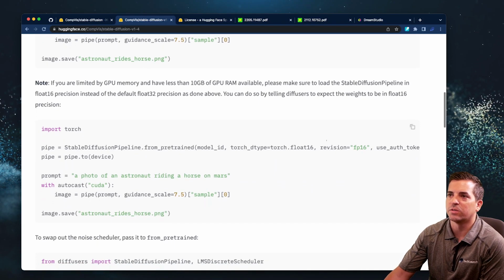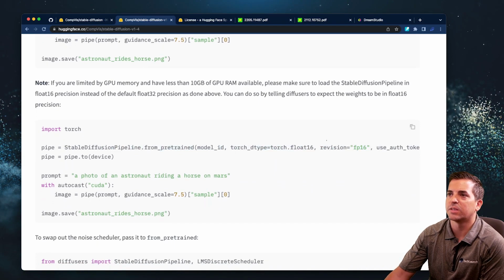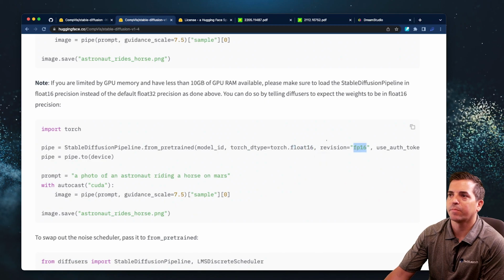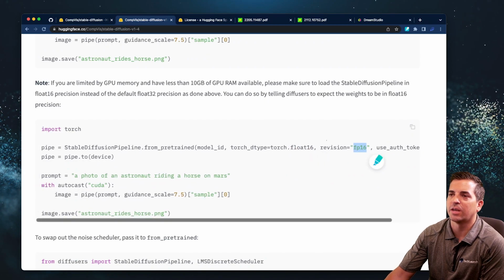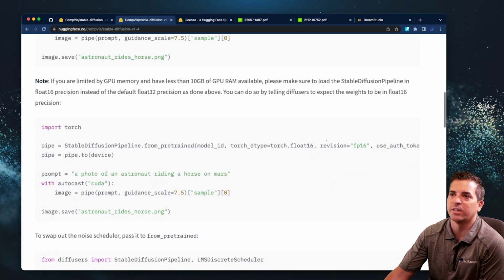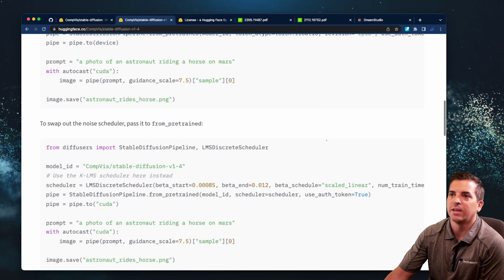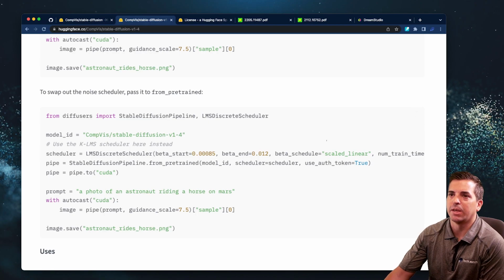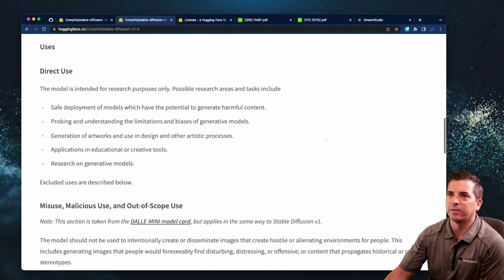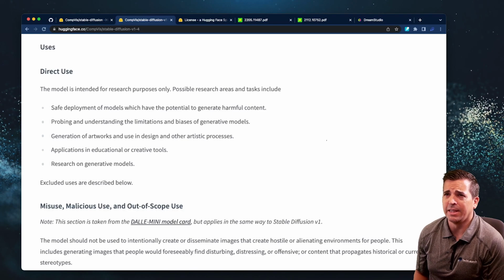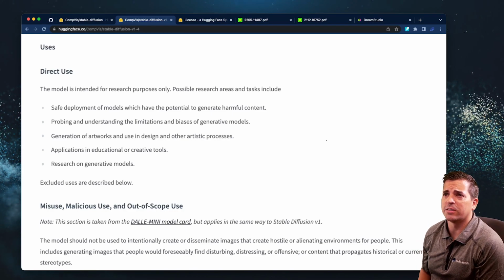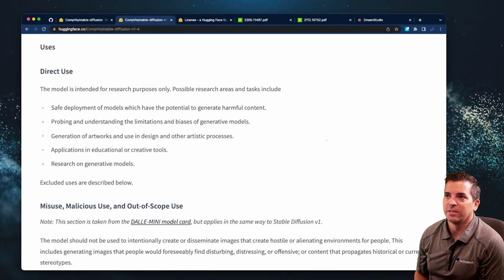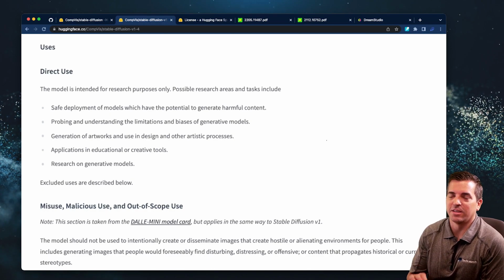So that's pretty cool. So they're showing you where you can set it to float 16, which, you know, I think just shows how serious this group is about trying to let more people use it and get their hands on it so they can experiment and learn. And so anyway, they talk about the uses and they go into how the model is intended for research only. So literally that is the intention.